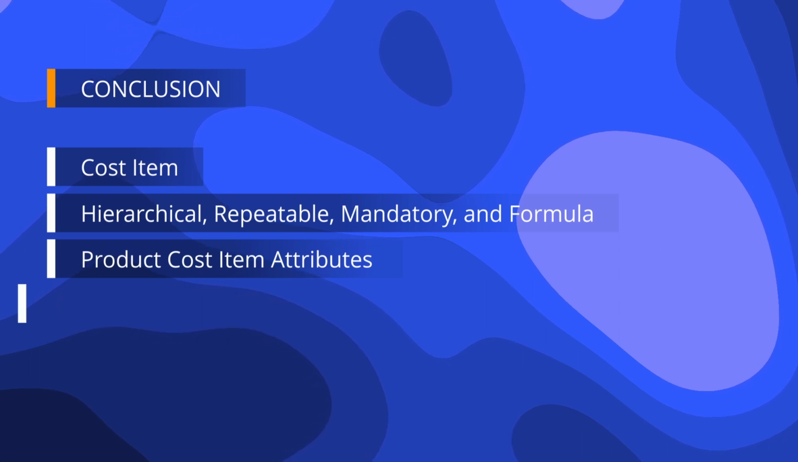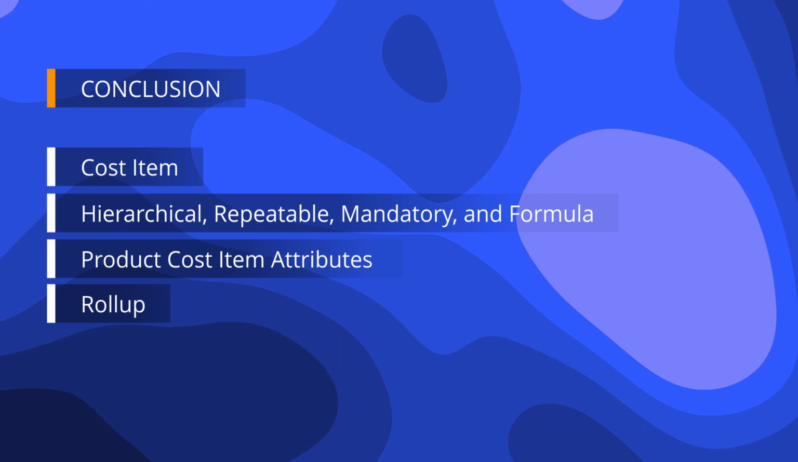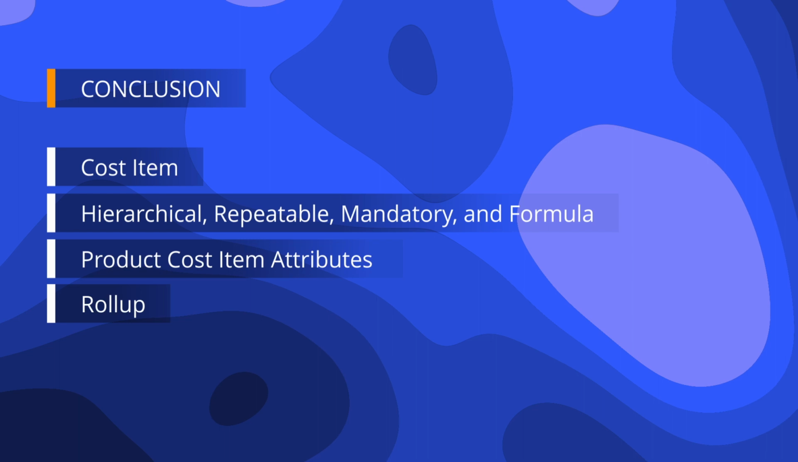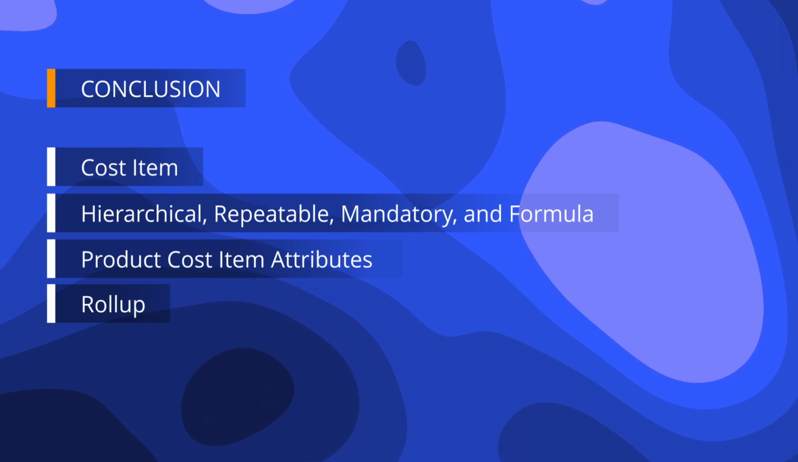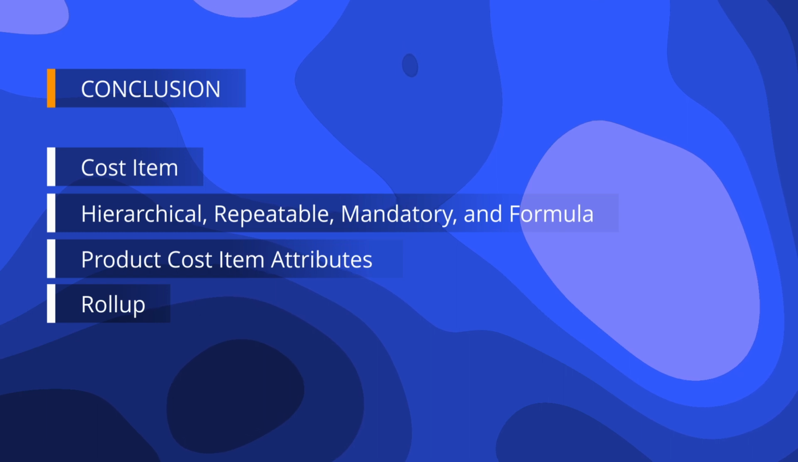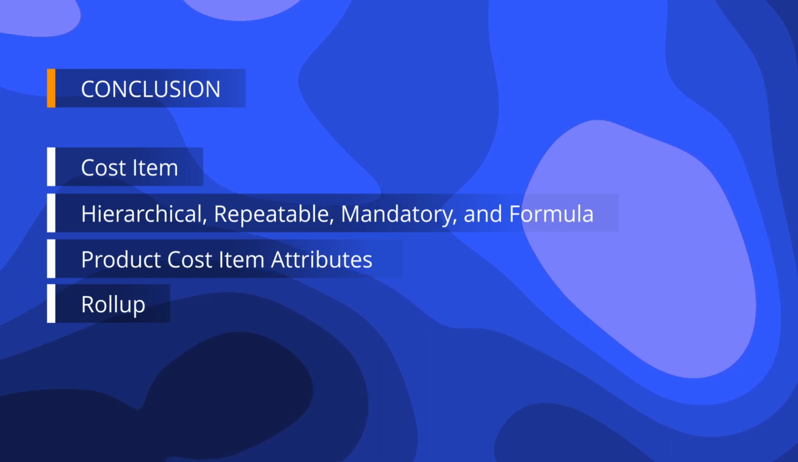Finally, we covered cost structure Rollup. I emphasized the important role that dimensional analysis plays in determining the unit of measure of a cost item and how its formula is used to calculate the value of the cost item when it's implemented in a product cost. We certainly covered a lot of material, but by now you should be well equipped to effectively design cost structures for your agreements.